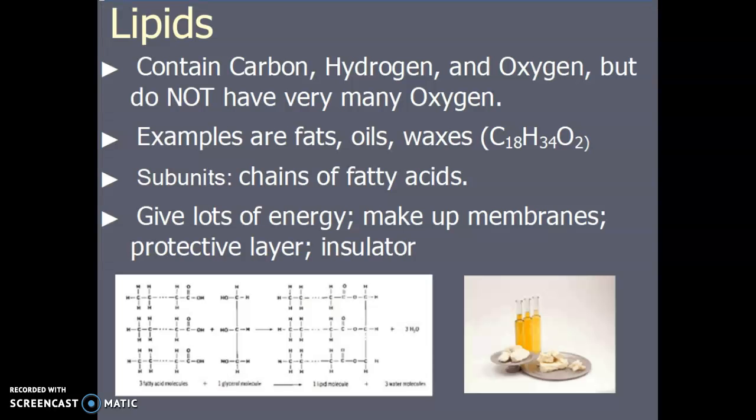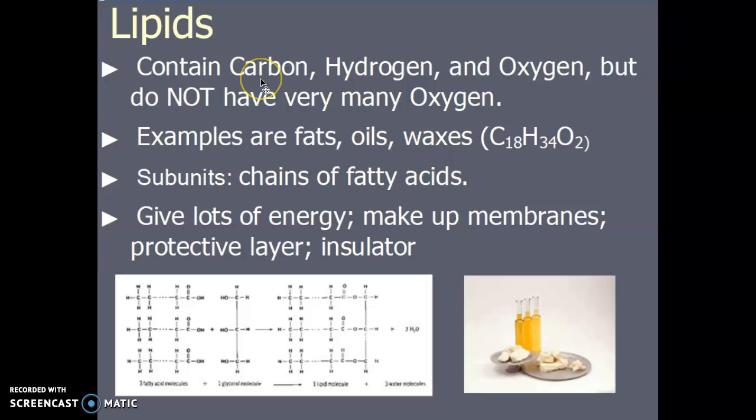Okay? All right, so let's move on to lipids. Lipids are fats, and that's what I need you to remember for that, okay? Their subunits are fatty acids, so I think that would be easy to remember. Think of a fat lip. You're giving somebody a fat lip. This also includes oils and waxes.